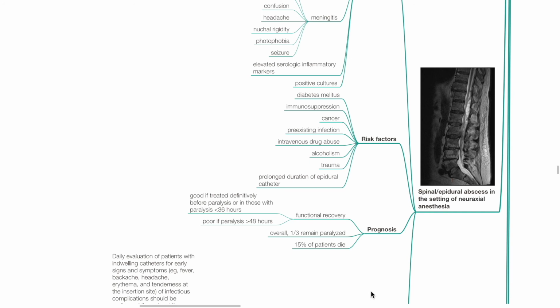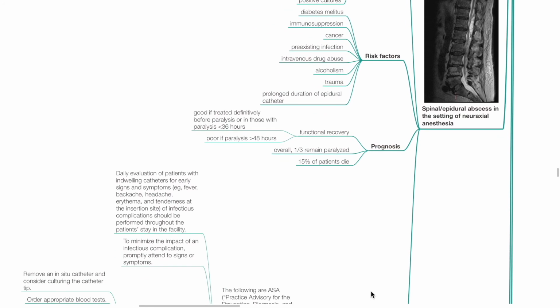Prognosis. Functional recovery is good if treated definitively before paralysis or in those with paralysis lasting less than 36 hours. Functional recovery is poor if paralysis lasts more than 48 hours. Overall, 1/3 remains paralyzed and 15% of patients die.